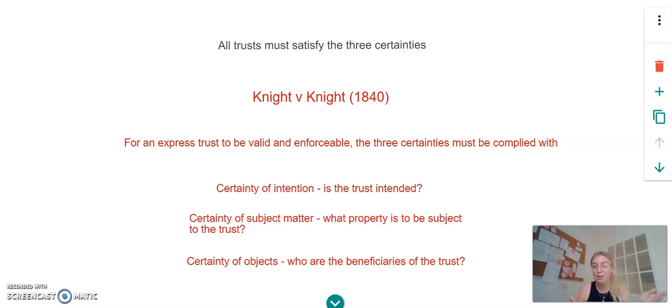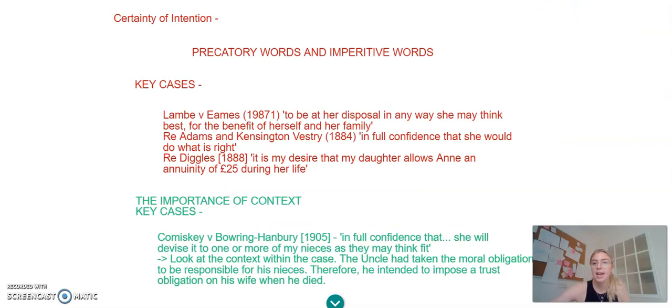Now, we won't have time to go through all three of them. My lecture on this was 2 hours, but let's go through as much of certainty of intention as possible and the practical application of this within your exam. So, certainty of intention. The key things to remember here are precatory words and imperative words.